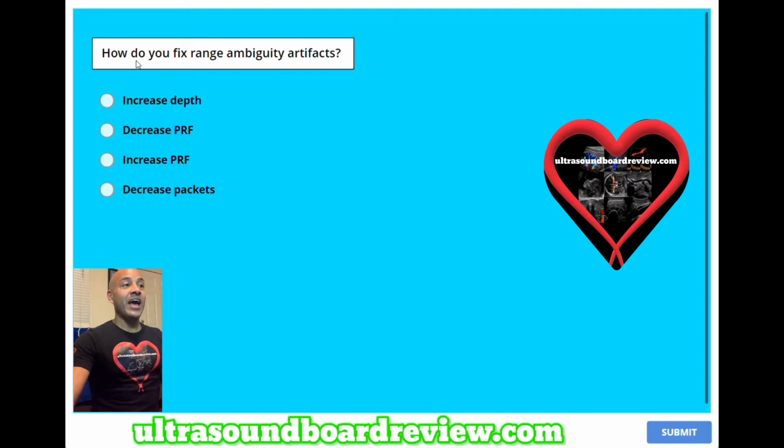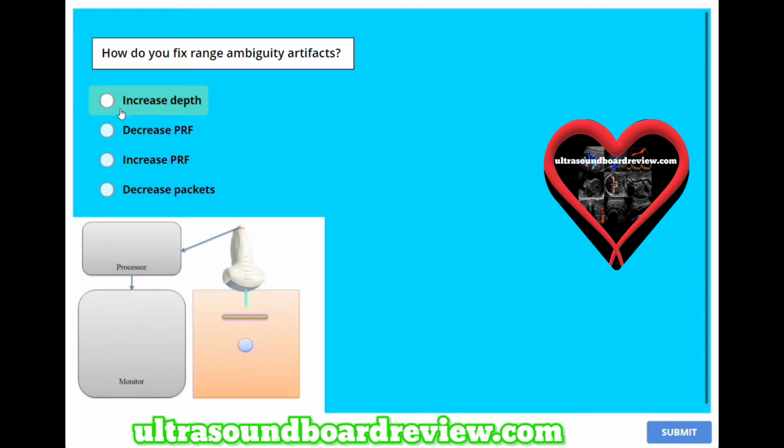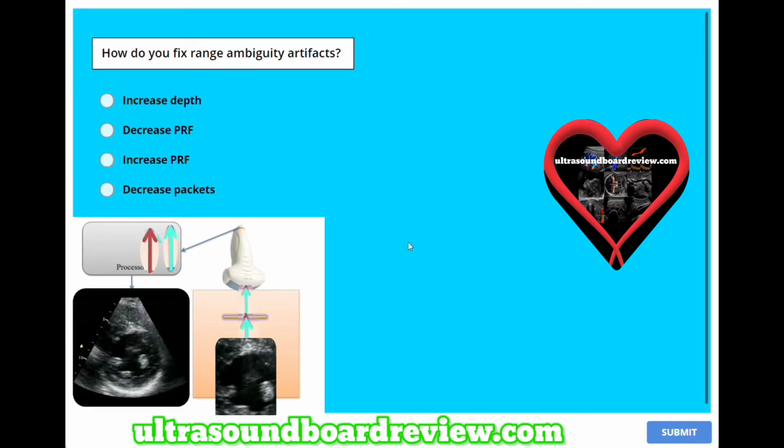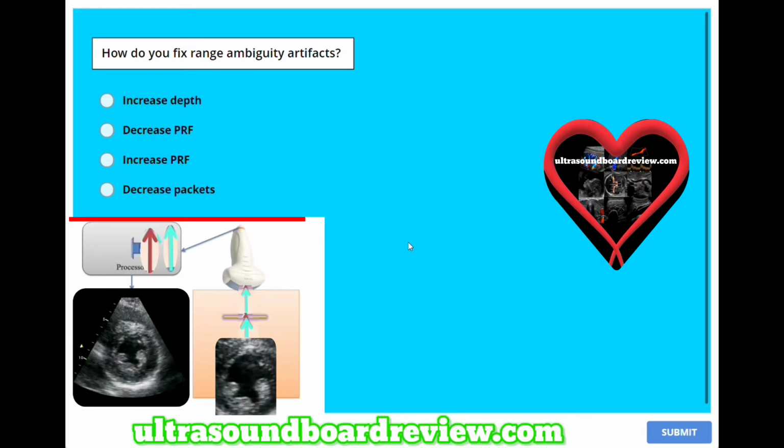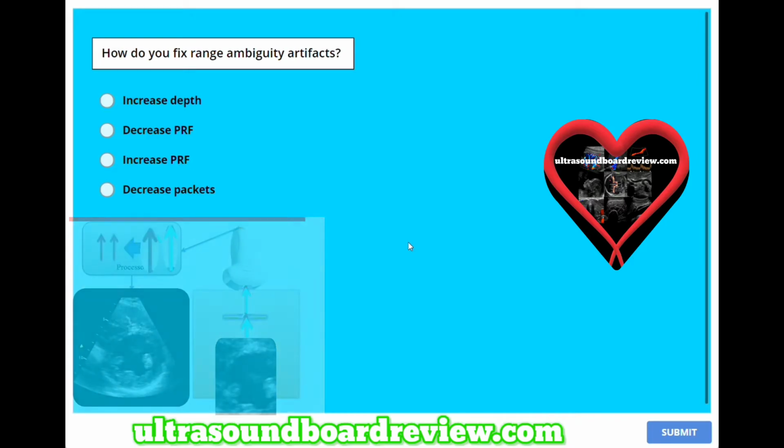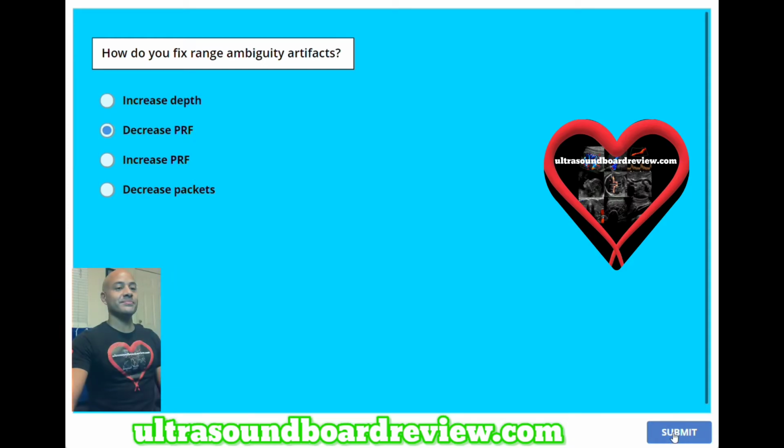Question number 12. How do you fix range ambiguity artifacts? A, increase depth. B, decrease PRF. C, increase PRF. Or D, decrease packets. The answer is B, decrease PRF.